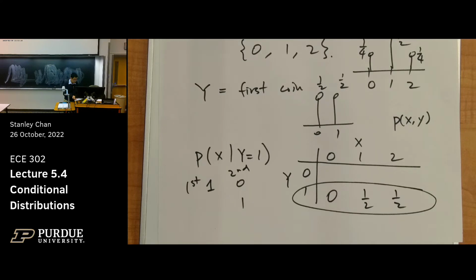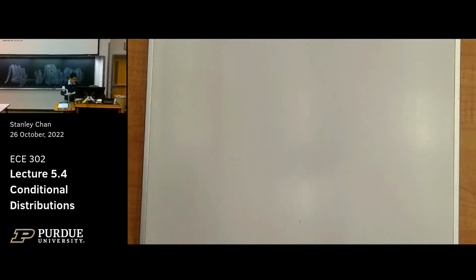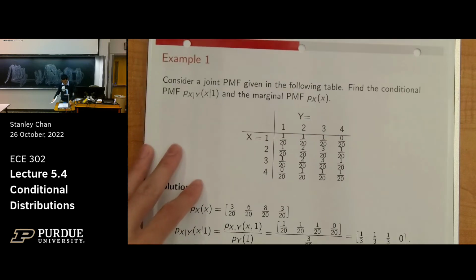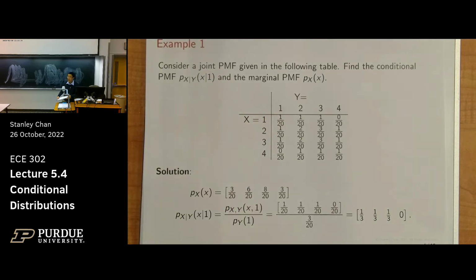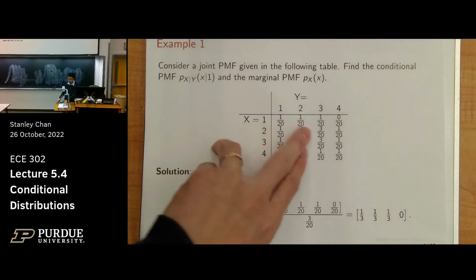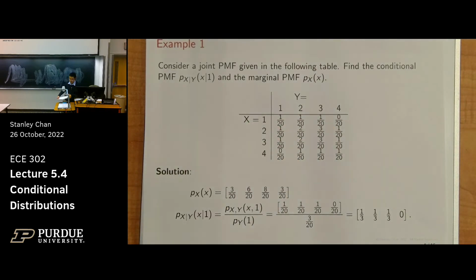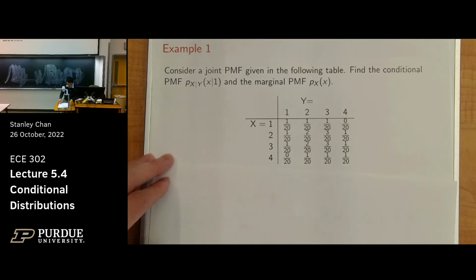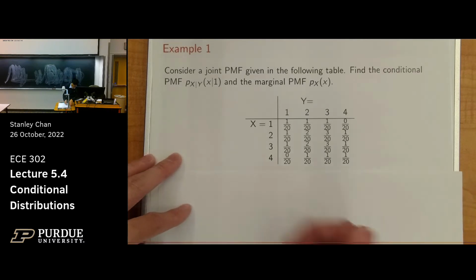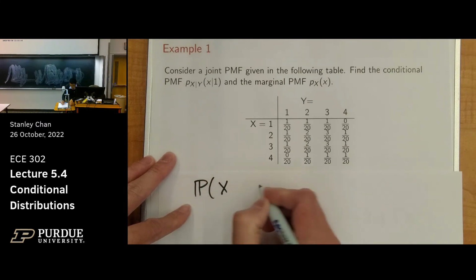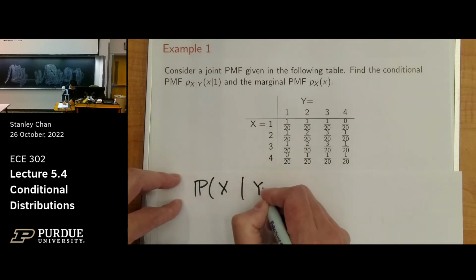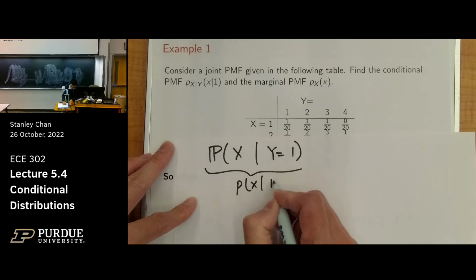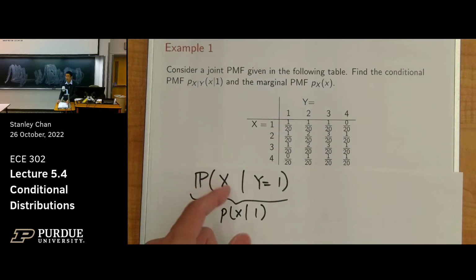Okay, so let me work on another example. Here is an example containing 4 states, X and Y. And in this case, the probability masses are given to you already. So this is a 2D PMF. And what do I want to find? I want to find, given that Y equals 1, the probability that X can be any state. In other words, I want to find this PMF, X given 1. That's just a shorthand notation to define this probability.